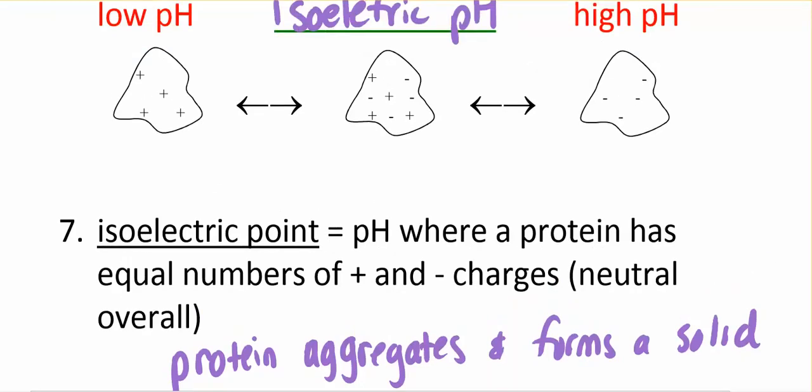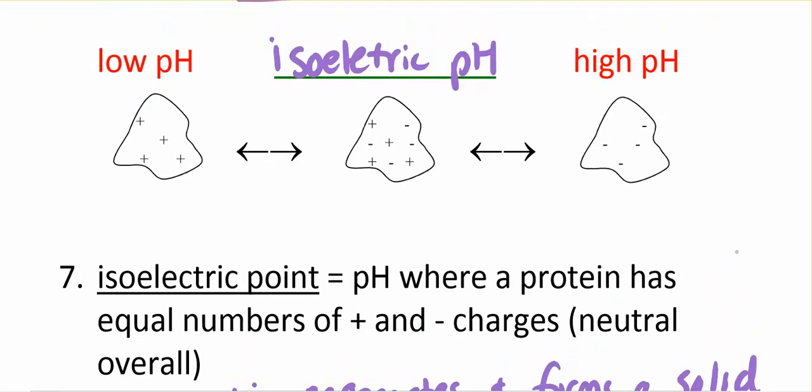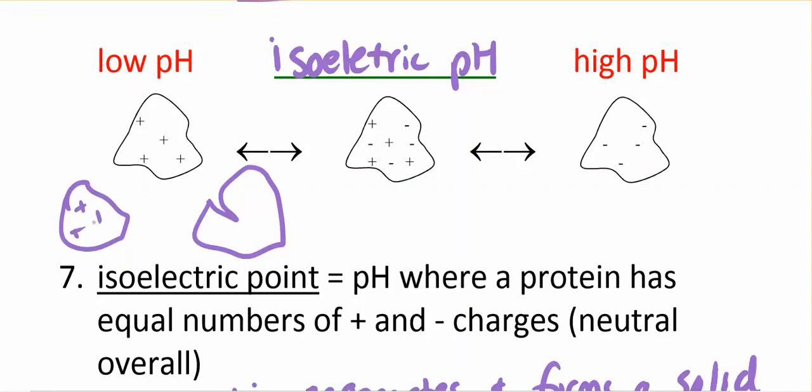The reason that this happens is that at low pH, each protein is overall positive. So when you have other proteins nearby of the same type that are overall positive, they repel each other. They don't stick to each other. But if you shift the pH so that they're overall neutral, then they can start sticking together.